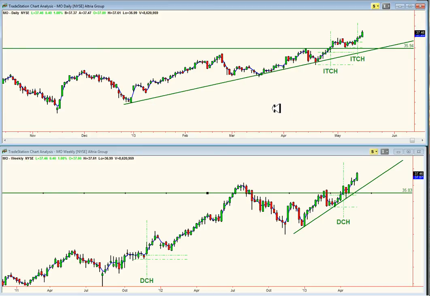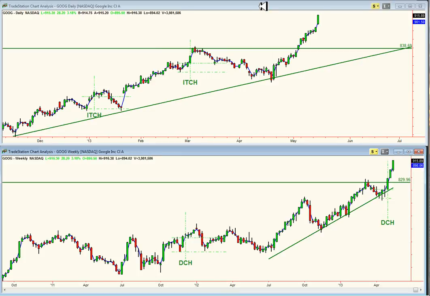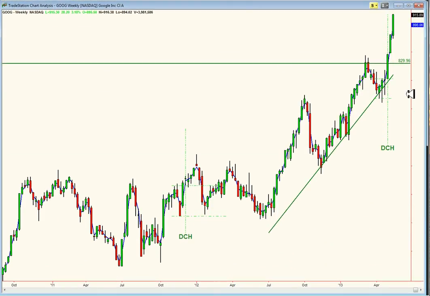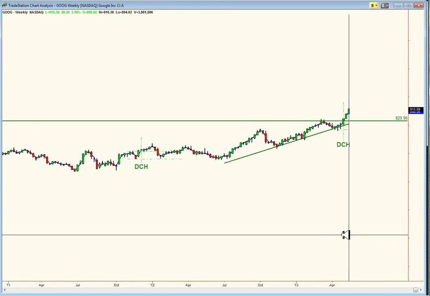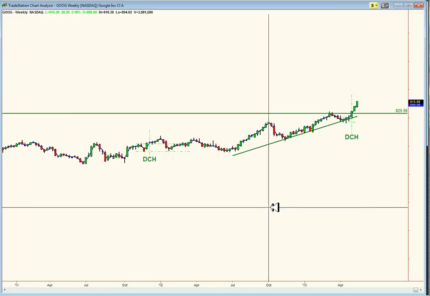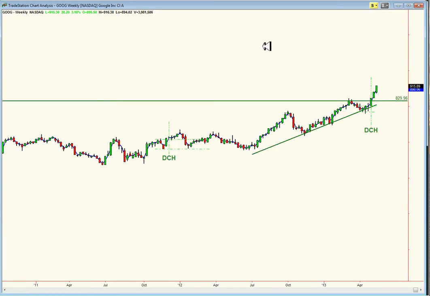And how about another new one here? How about one that people like to watch? Traders like to trade this one over and over again. Pullback breakout on Google and continues to break higher. So those are the types of breakouts we look at.